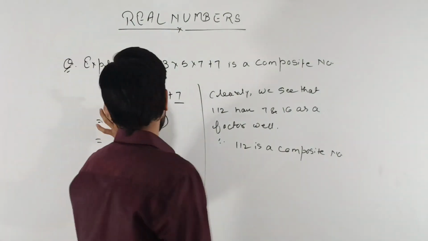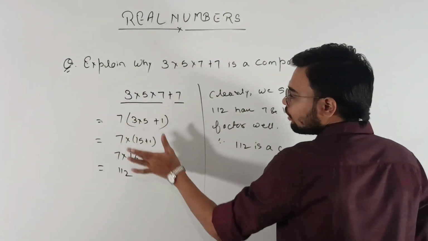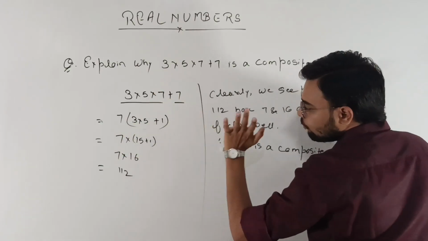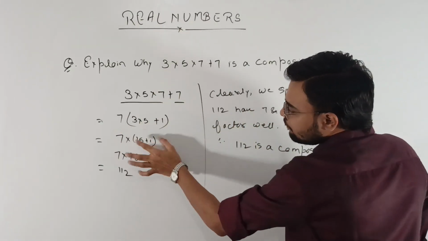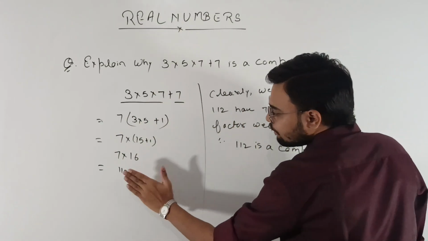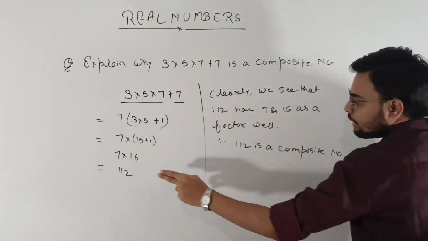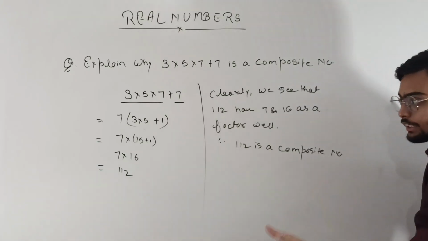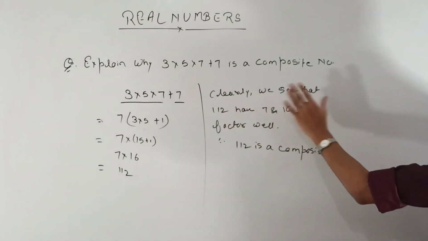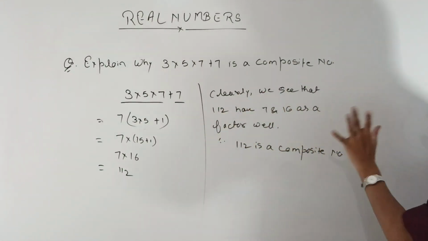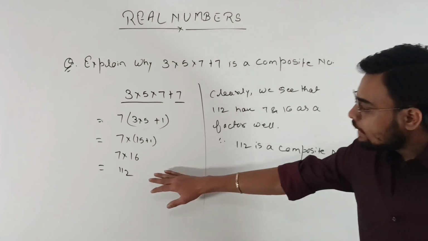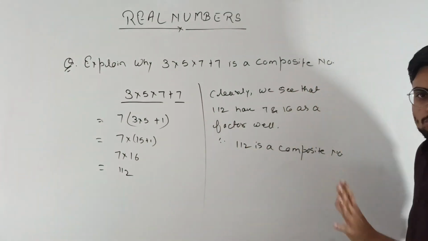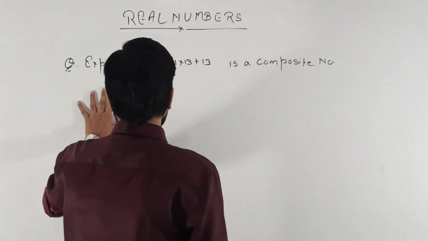So first I write this number, then I take 7 as common. Then what is left is 3 into 5, and from the other term we are left with 1. Now 7 into (3 into 5 is 15, plus 1). Then 7 into 16 is equal to 112. And now look, 7 into 16 is 112, which means 7 and 16 are factors of 112. So I write clearly: we see that 112 has 7 and 16 as factors. Therefore, this is a composite number. Understood?